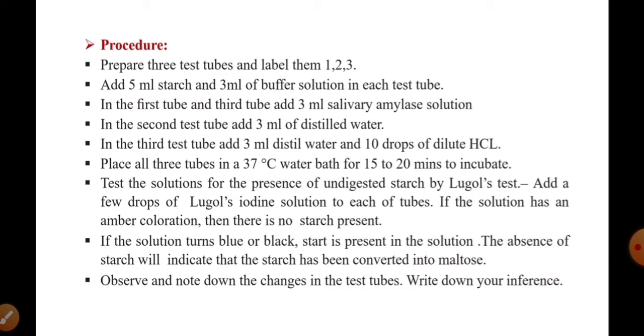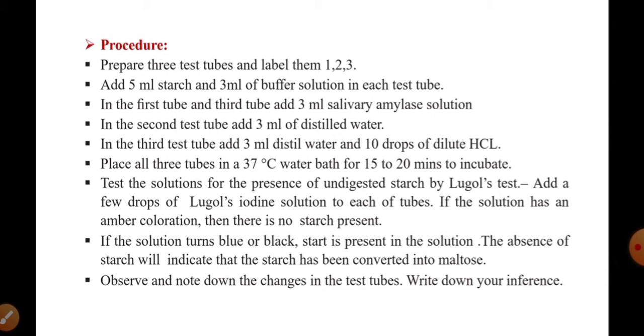After the incubation period, in all the 3 test tubes, we have to add 2 drops of Lugol's iodine solution. Now, what is Lugol's iodine solution? Lugol's iodine solution acts as an indicator for starch. On adding Lugol's iodine solution, if the color changes to bluish black coloration, that means starch is present. And if the color does not change and remains amber, this means that the starch is absent or the starch is digested.